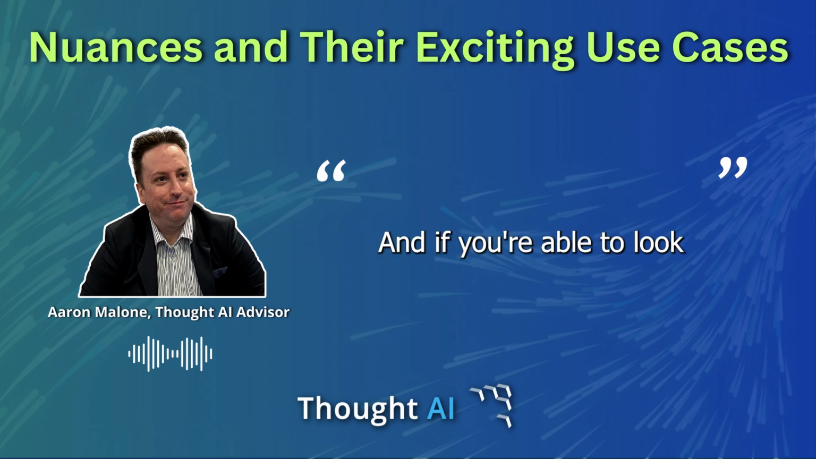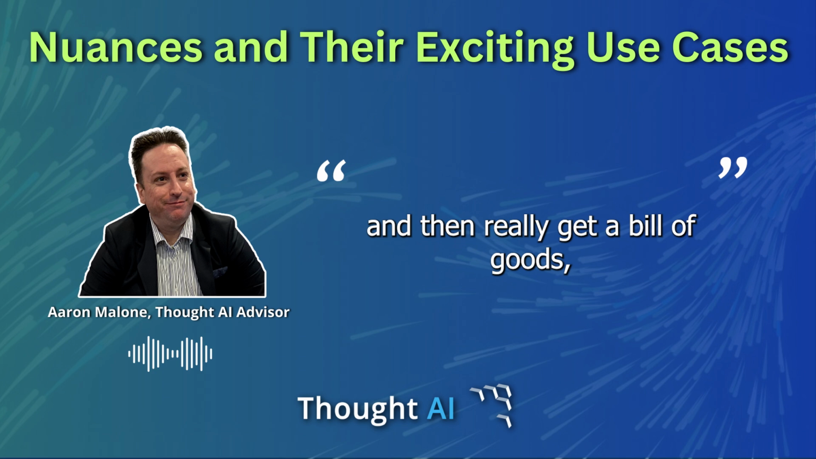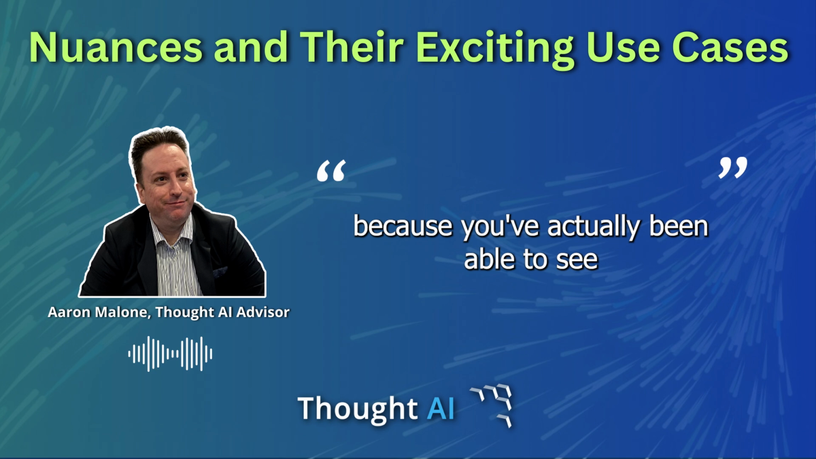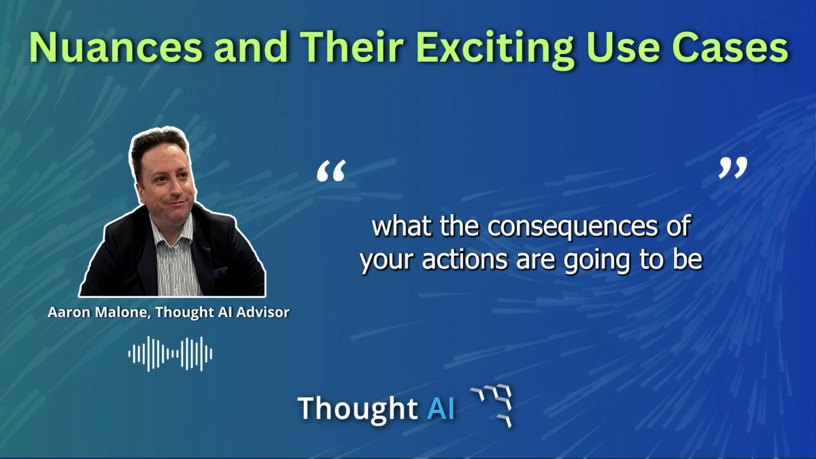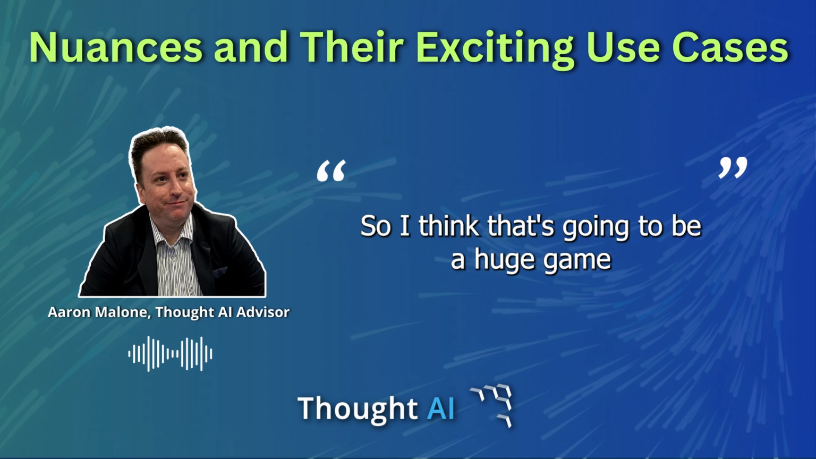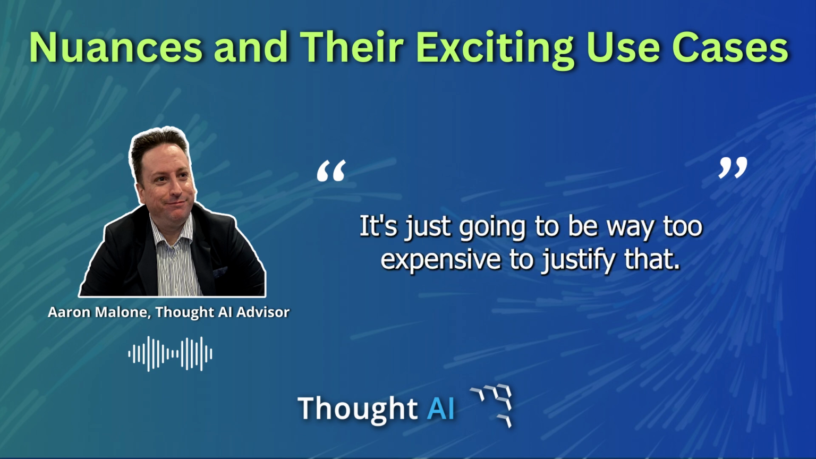And if you're able to look at it simultaneously from all these different perspectives and then really get a bill of goods, you're probably not going to want to really go to war very much, because you've actually been able to see what the consequences of your actions are going to be before you take them. So I think that's going to be a huge game changer in our world as well. It's just going to be way too expensive to justify that.